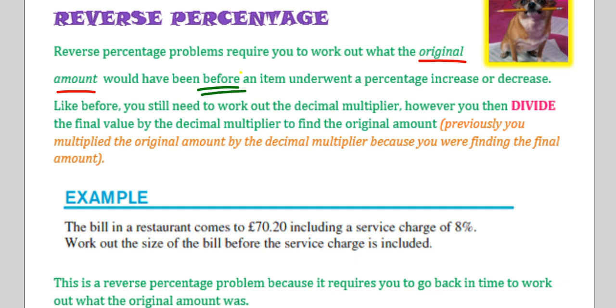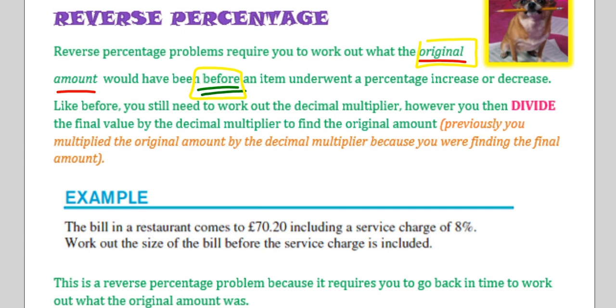Before is a really key word in this topic. I'll even circle it or highlight it. You'll probably see words like original and before are really key in this. If they want you to find the original value or find out what the value was before, then they will normally want you to do a reverse percentage problem. Reverse percentage problems require you to work out the original amount, what it would have been before the item underwent the increase or the decrease. So that's why, because you're going backwards, you're doing the reverse step. That's why the second step is to divide instead of multiply, because divide is the opposite of multiply.